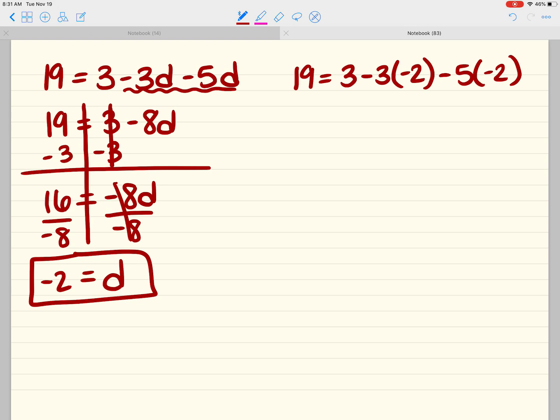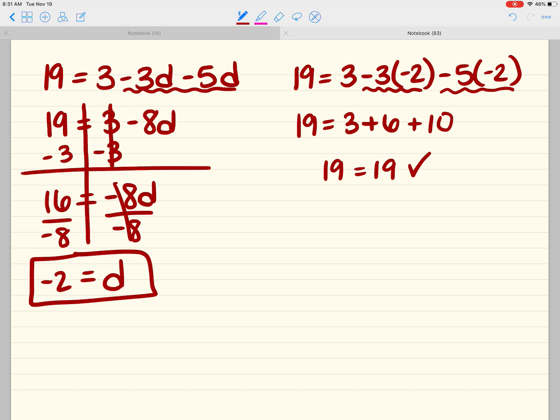All right, who can tell me when I'm solving this for my check what I would do first? You would do parentheses. Okay, which means I'm doing what? Multiplying, right? So I would get 19 is equal to 3, just come straight down. What is negative 3 times negative 2? Positive 6. What's negative 5 times negative 2? Okay. What is 3 plus 6? 9. What's 9 plus 10? So I get 19 is equal to 19. My solution checks.